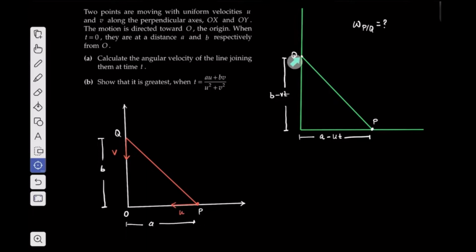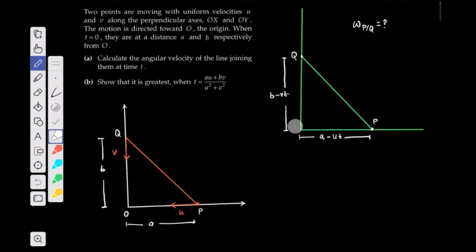Same goes for Q also, moving towards the origin with speed v. So what distance will it move towards the origin in time t? vt. So what exactly will this OQ length become? Earlier it was b, reduced by vt, so b minus vt. And this is a minus ut. Now tell me what next you will do after this.